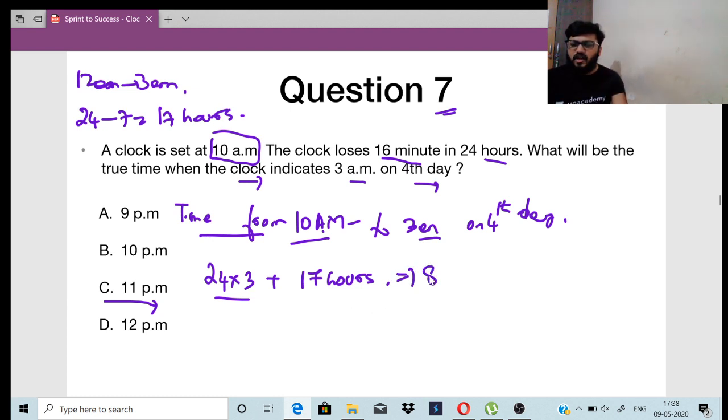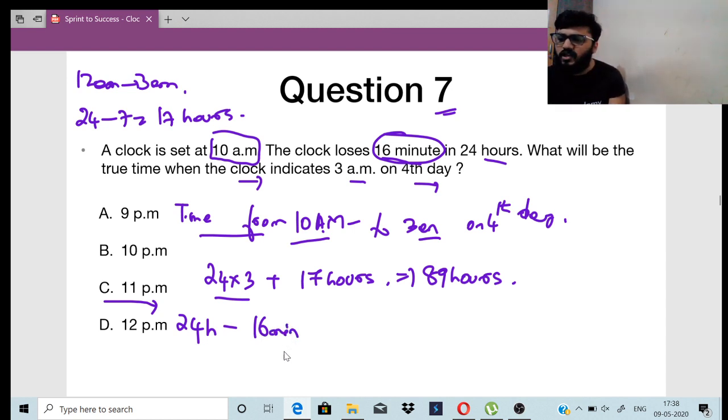Total number of hours, how much has it become? 89 hours, right? What they have told: it loses 16 minutes in 24 hours. So do this, 24 hours minus 16 minutes. How much will it be? 23 hours 44 minutes, right?